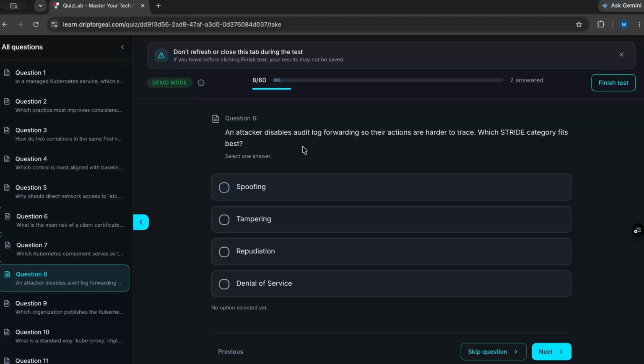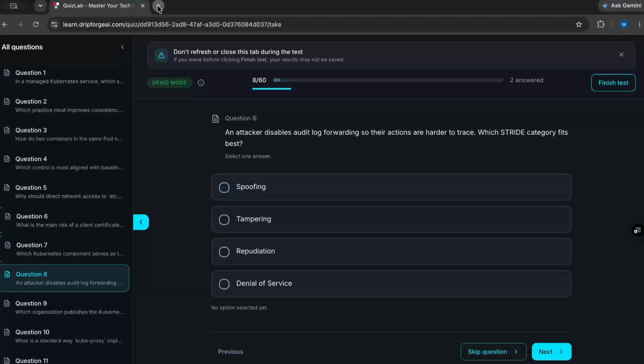So it says which STRIDE category fits best. One is spoofing. The attacker did not lie, so it is not spoofing. Basic term: when we lie, it's spoofing. When we put our hand on something that we are not allowed to, that is tampering. An attacker disabling audit log forwarding could be tampering because we are putting our hand on something. Okay, but let's move on.